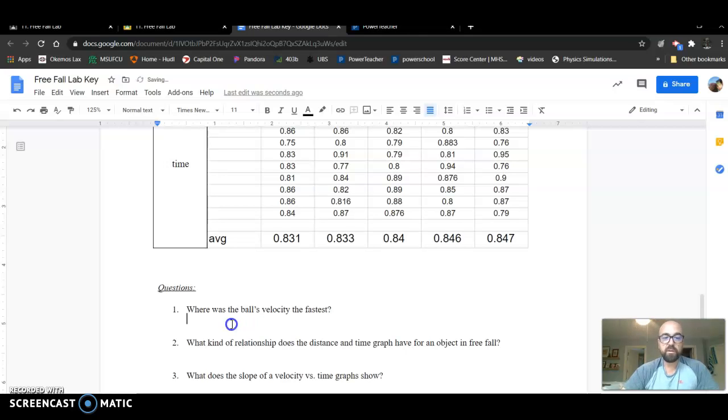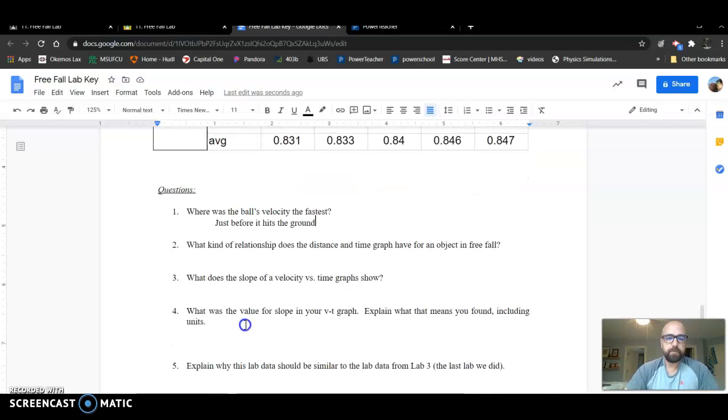But when we're looking at an object that falls, where is its velocity the fastest? Just before it hits the ground. So it speeds up the whole time, and just before it hits the ground, it's going the fastest. So, I thought that was a pretty simple one.